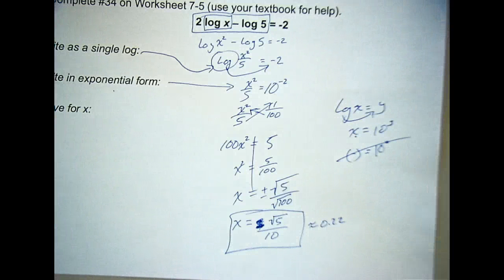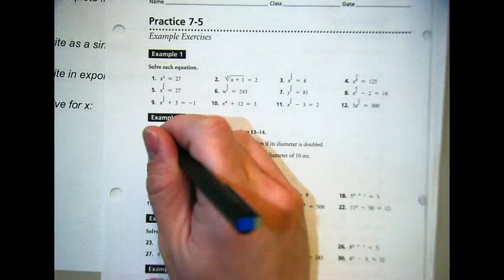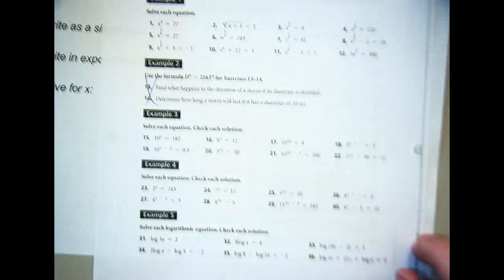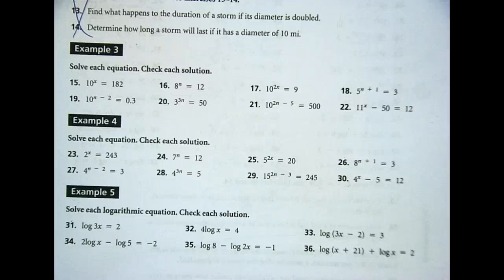Okay. Your assignment, take a look at the worksheet. You have completed 1 through 12. You're going to cross out 13 and 14, unless you want to do them for extra credit. I'm not concerned about them right now. So you really are down here on 15 through 36.